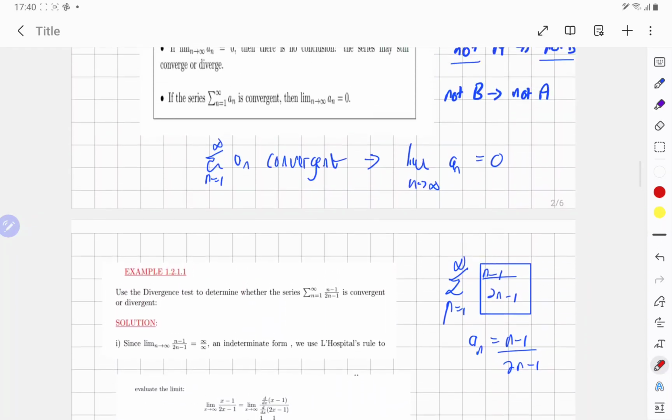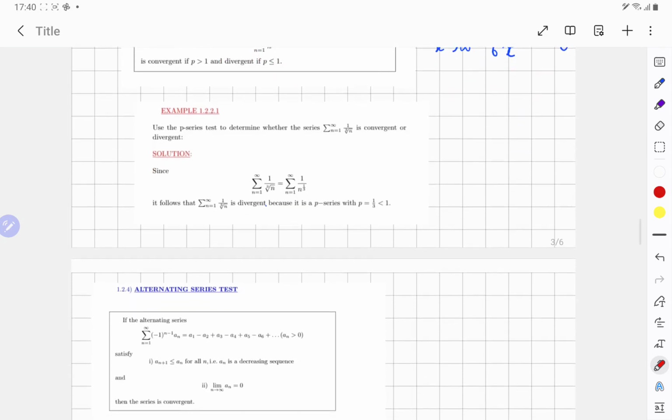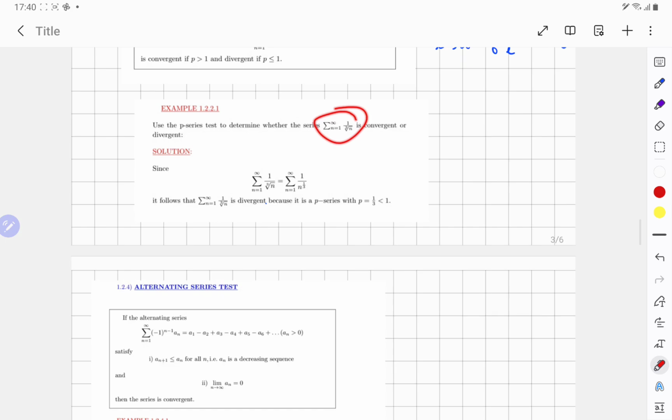Now you have to learn what you have to learn about the P series. So if P is greater than 1, our series is convergent. If P is less than or equal to 1, our series is divergent. Let's look at this example. Remember, we will always write our root in exponential form. By now you know that the cube root means n to the power of a third.